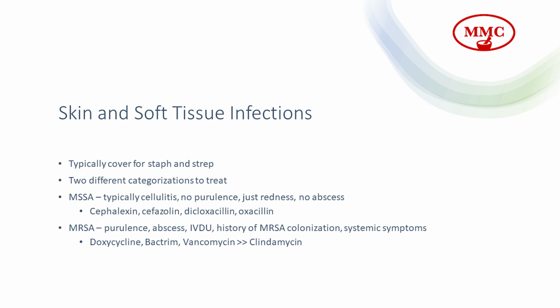Next up, skin and soft tissue infections. So typically in these infections, you want to cover for staph and strep. There are 2 different categories to treat with SSTIs. So you have your MSSA or your MRSA, so methicillin-susceptible or methicillin-resistant. So with MSSA, it's just typically cellulitis, your run-of-the-mill redness, no purulence, just redness, no abscesses. So for stuff like that, you could just use Keflex or Ancef, or you could also use oxacillin or dicloxacillin, but usually the first-generation cephalosporins are the things that I would reach for.